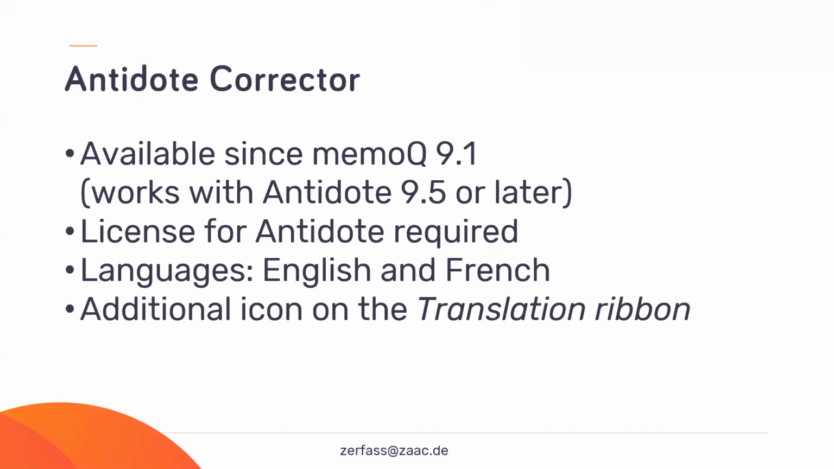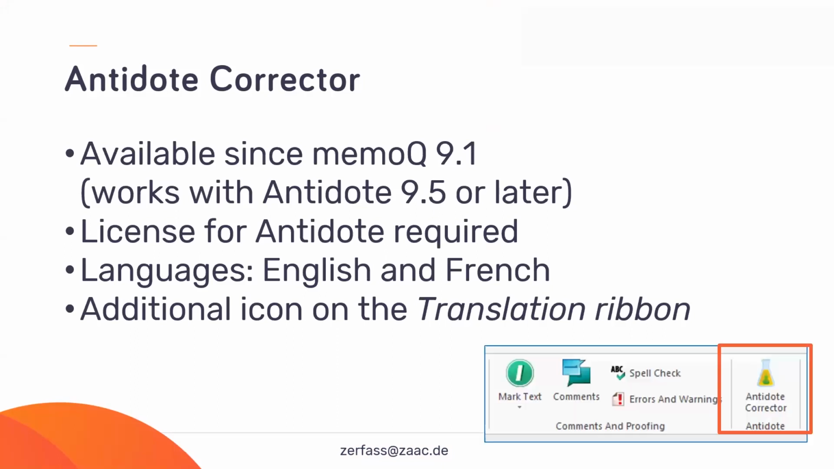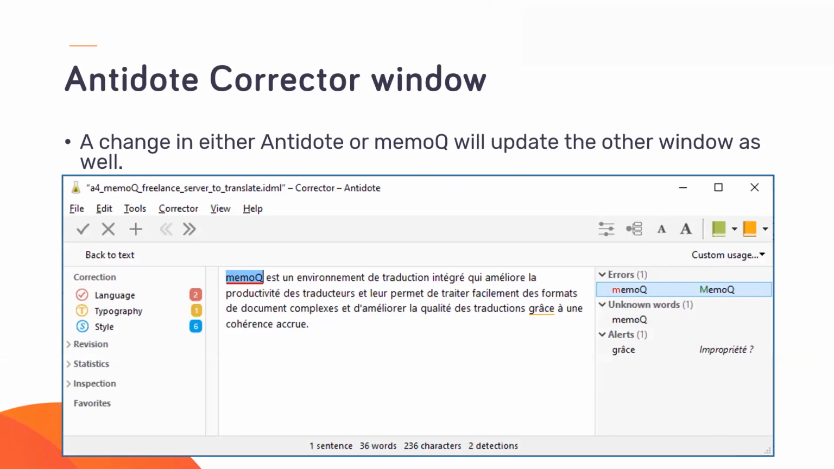There will be an additional icon on the translation ribbon. If you click that, then the Antidote corrector will come up from within memoQ. There will be an extra window, the Antidote window, and you can either work in this window and do your corrections. The corrections you do here are automatically already done in the memoQ file, or you do the corrections in the memoQ file in the editor, and they will appear here as corrected as well. So it's a connection between these two tools.